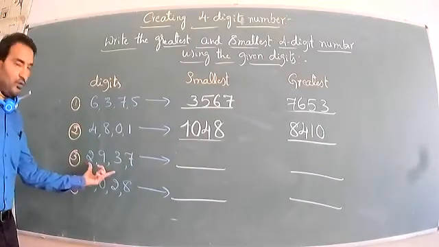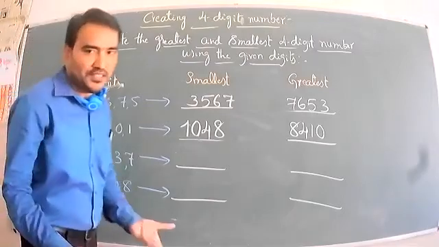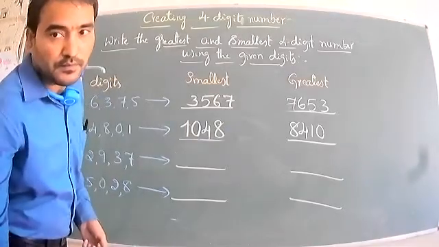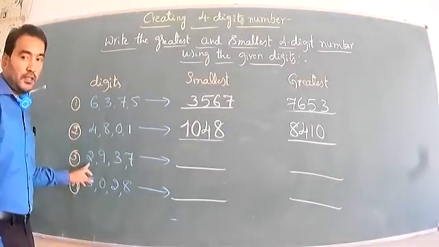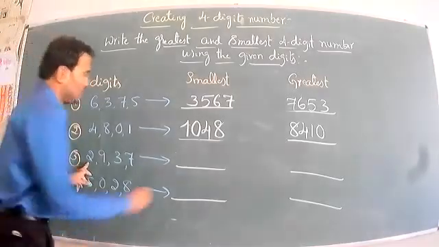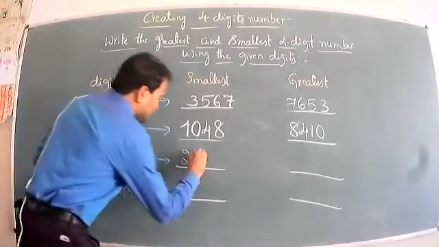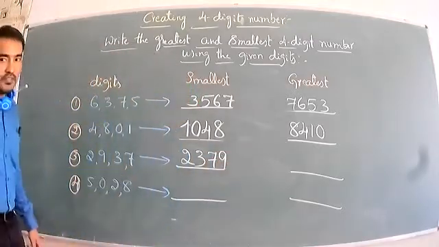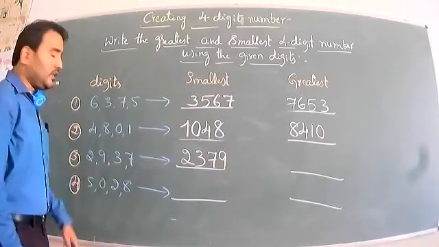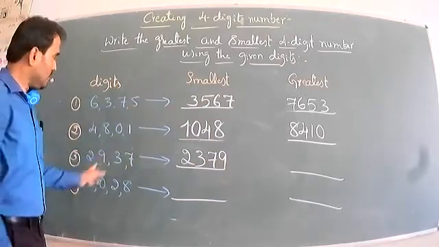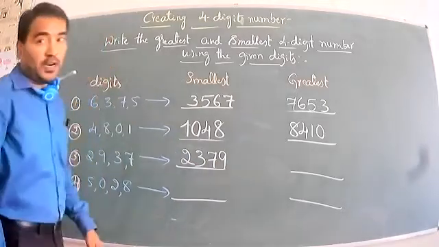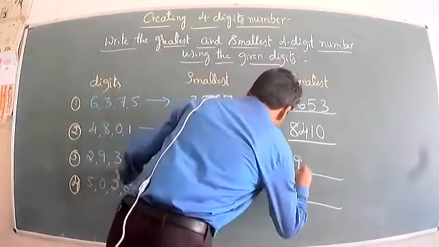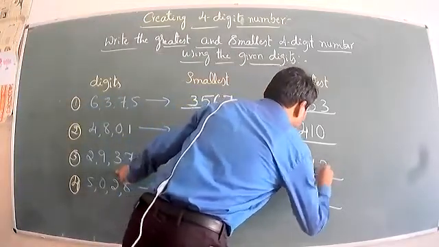Next, the third example. Is 0 there? No, 0 is not there, so we can easily write the number. Which number is smaller? 2, 3, 7 and 9. So 2,397 is the smallest number. Now write the greatest number, arranged from big to small, in descending order. So 9, 7, 3, 2.